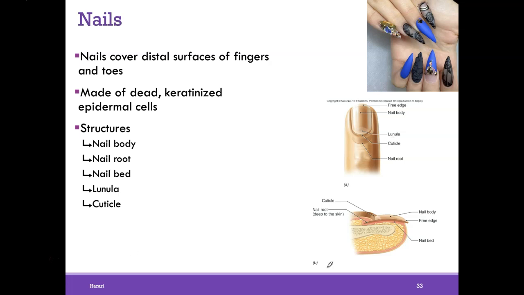I should mention that the nail root is deep to the skin, right? So it's underneath. The nail root is deep to the skin. It is underneath. And the reason why the lunula appears more opaque is because the nail matrix is just so thick that it blocks any of the underlying blood vessels. So it appears white, right? This part is so thick that it appears white.